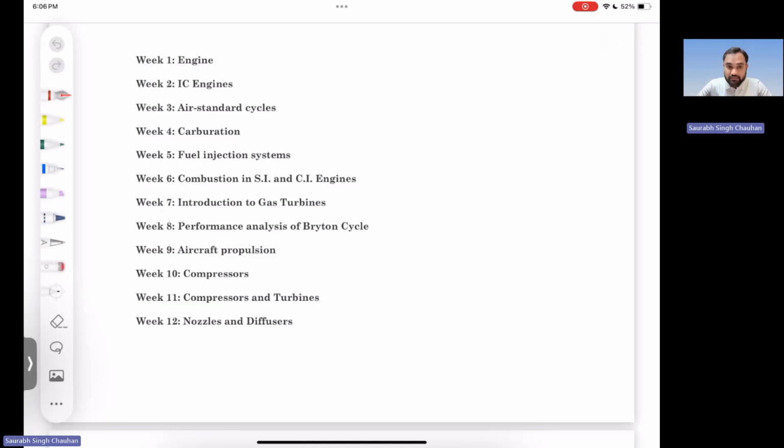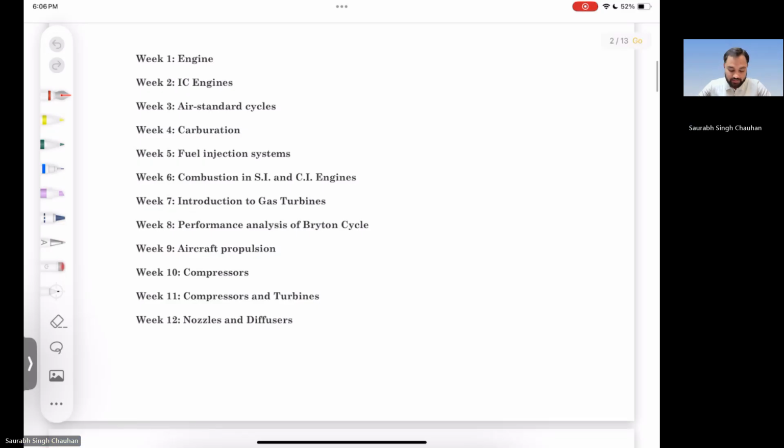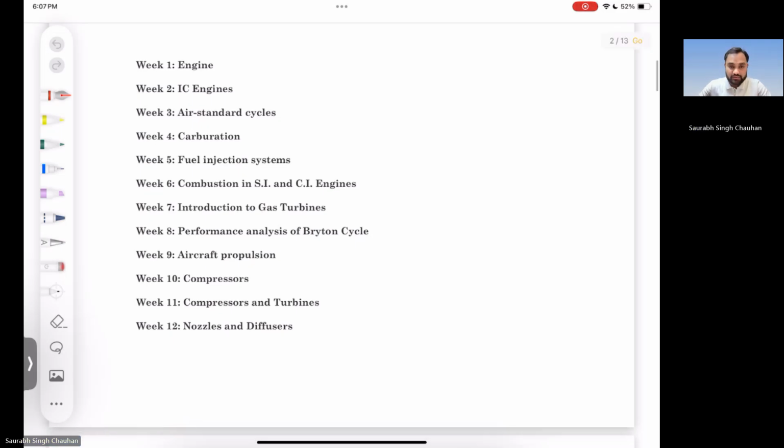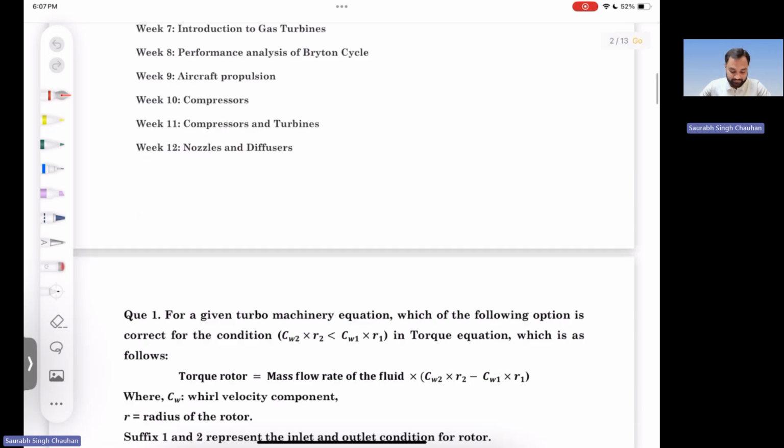So in today's session, we will discuss something related to velocity triangles that is very important for any turbo machinery. And we will try to solve some problems related to centrifugal compressors. Okay. So these velocity triangles are very, very important for the analysis of any turbo machinery, right? So let's start.